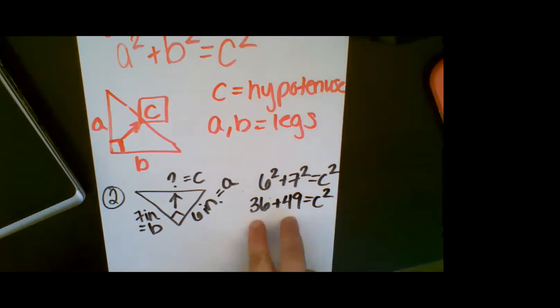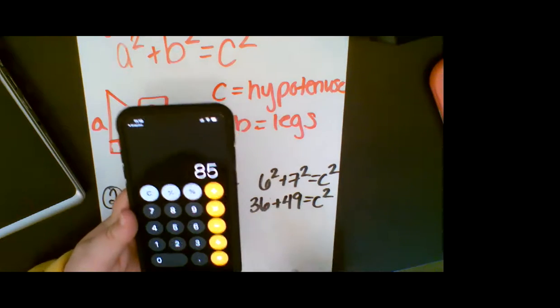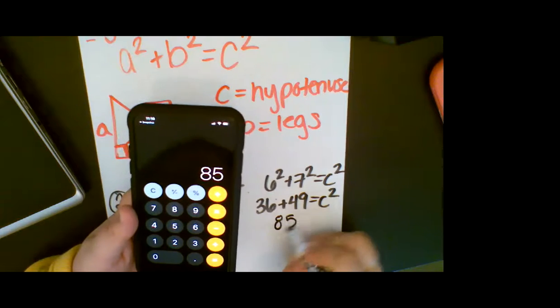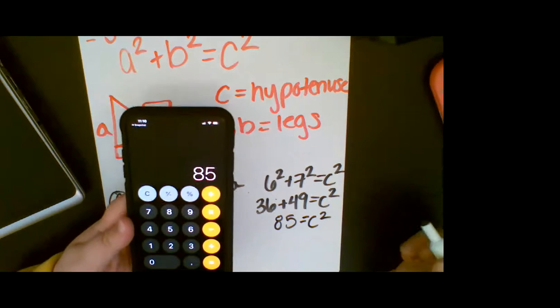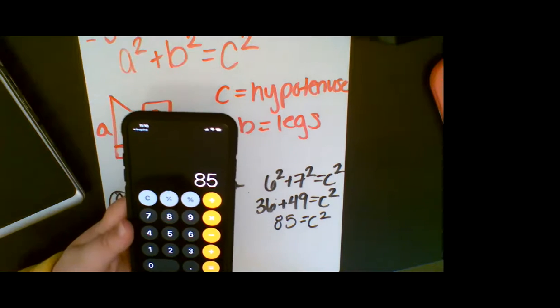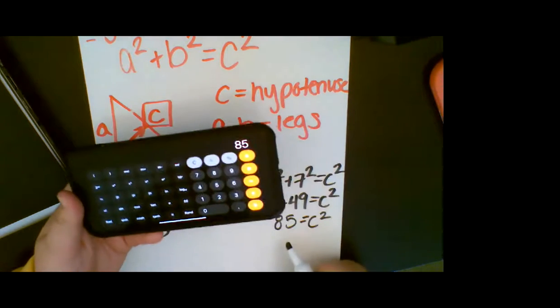Okay, now we got to add these 2 numbers together, and those are pretty big numbers, so that's what our calculator's for. We got 36 plus 49 to get 85. Now we have what C squared is. Now we're going to do that last step that we had to do. Every single time we use the Pythagorean theorem, we're going to have to do this last step. So we're going to have to take the square root of 85.